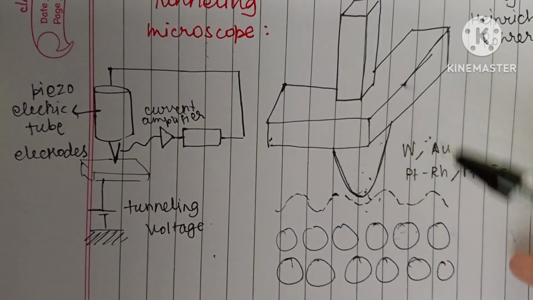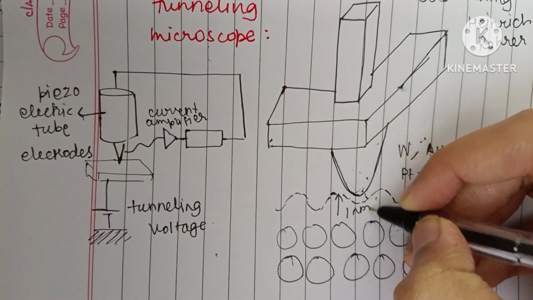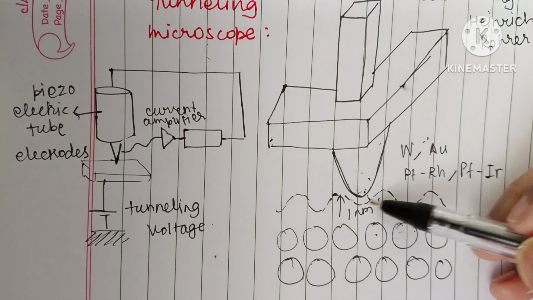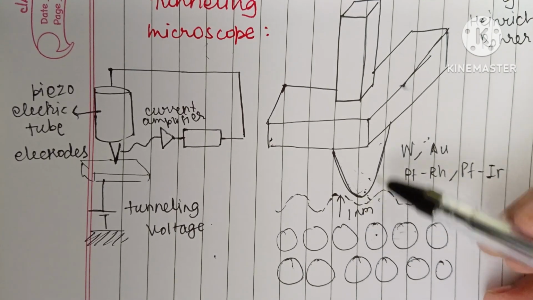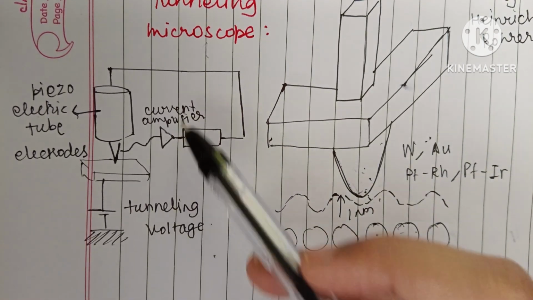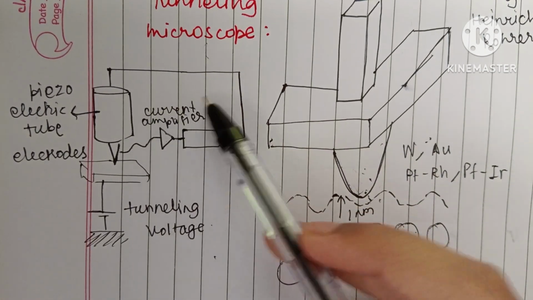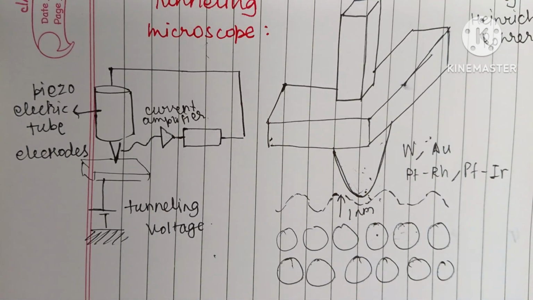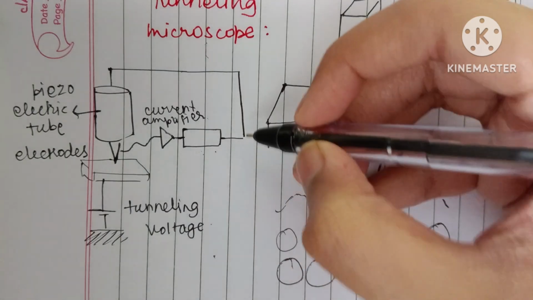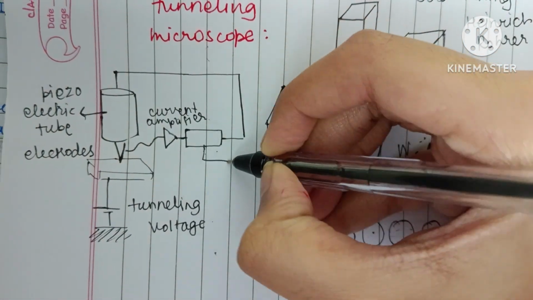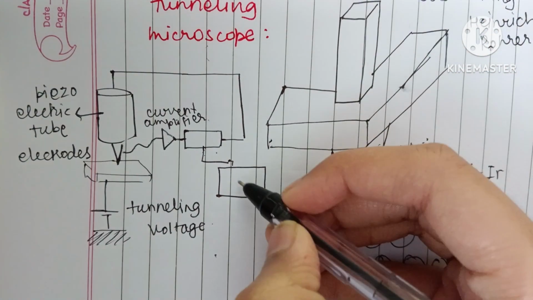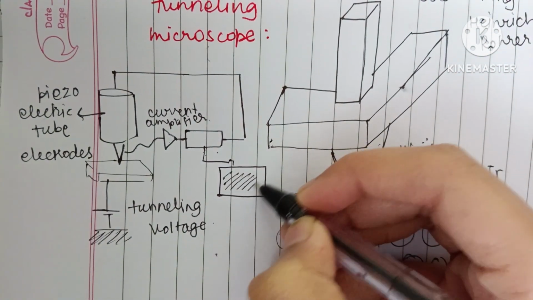When this tip is brought within about 1 nanometer of the sample, electrons from the sample will begin to tunnel through this 1 nanometer gap into the conducting tip, or vice versa. And this is what creates the current, which gets amplified by the tunneling current amplifier. And this is a distance control and scanning unit. And from this, the data is processed and we get a display.